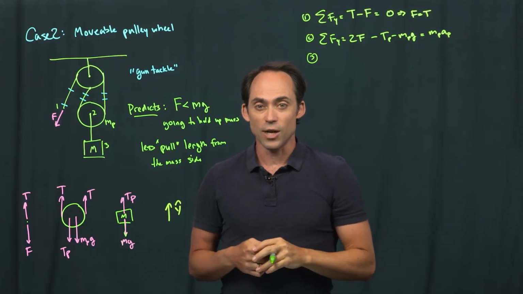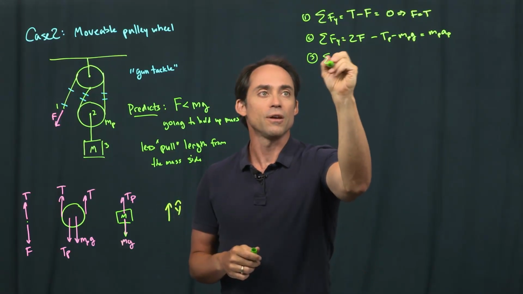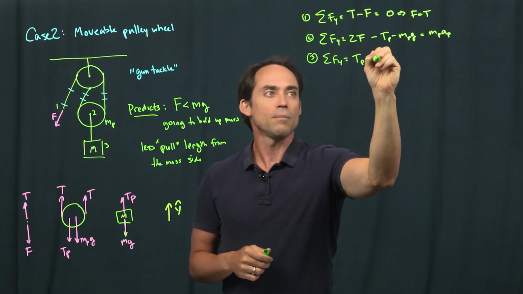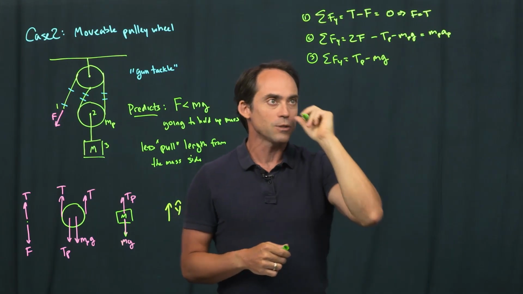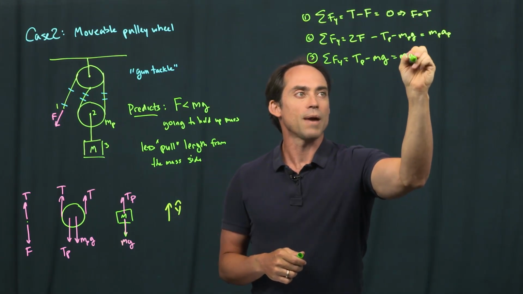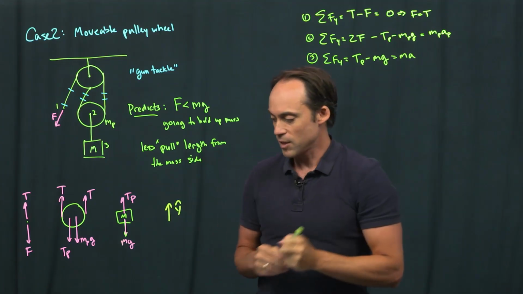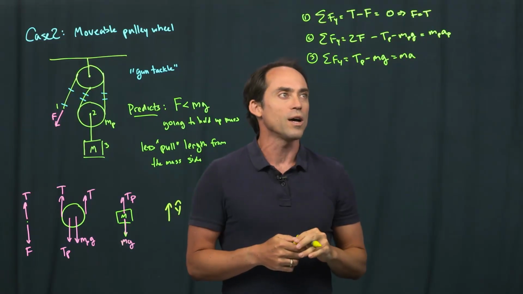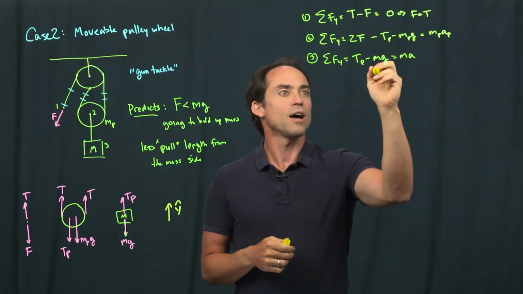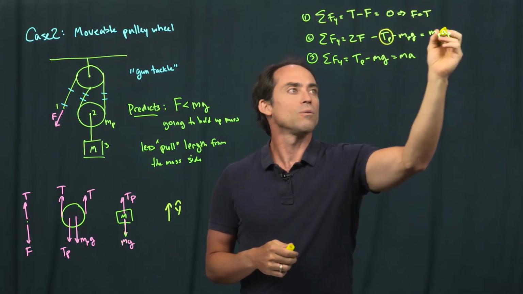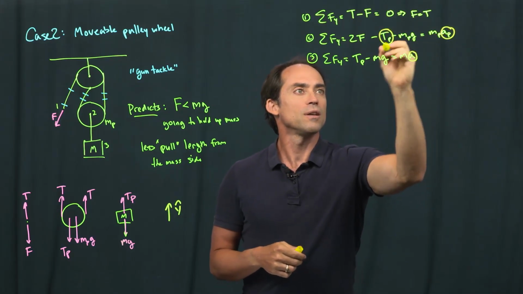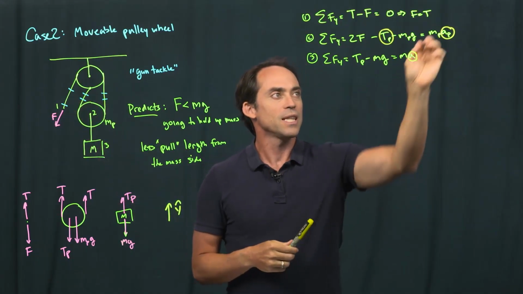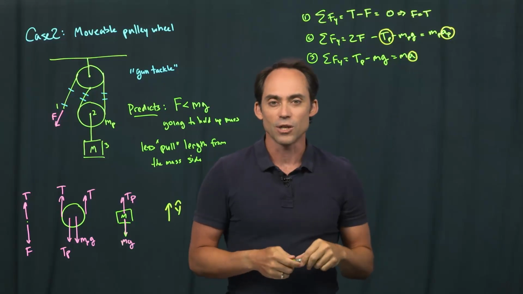And finally, we'll write the equation of motion for the mass itself. Sum of the forces is equal to the TP minus the mass times G, its weight, and that's equal to the mass's acceleration, m times a. All right, now let's take a look at our equations here. We've sort of already used equation number 1, and so what we're looking at is 2 equations with really 3 unknowns. The tension in the wire connecting the second pulley to the mass, the acceleration of the pulley, and the acceleration of the mass itself.